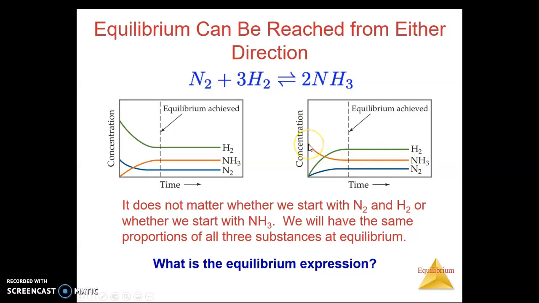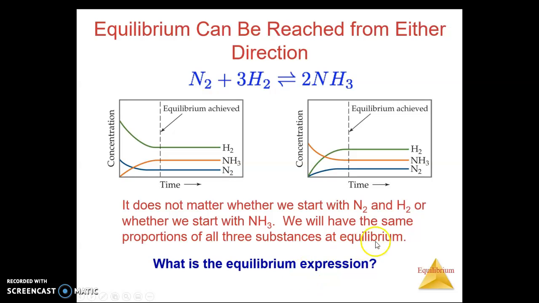This is what I call the chemical engineer's resignation letter, because instead of making ammonia, he breaks up ammonia, and that's bad. But it's a good demonstration. It doesn't matter whether you start off with all reactants or all products or a mixture. You'll always end up with the same equilibrium unless you change the temperature. We'll have the same proportions of all three substances at equilibrium.